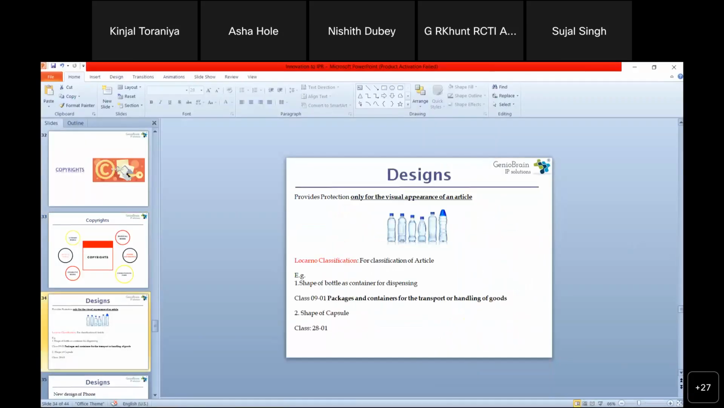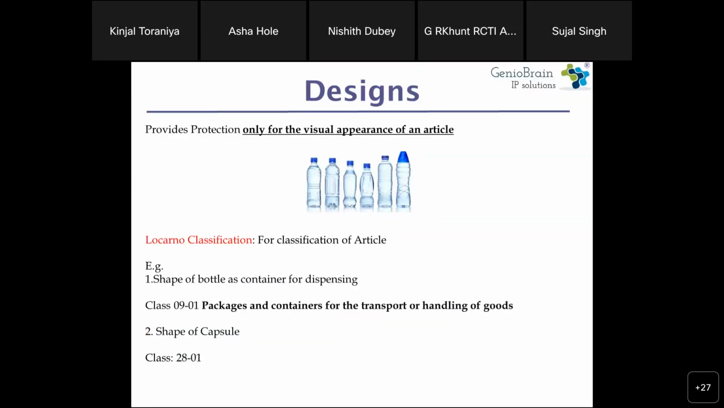Apart from this, there is design. One thing I need to focus on is that design is about visual appearance. Many people get confused between patents and designs. Patent is for the technology and design is only for visual appearance. Design registration doesn't cover the mechanism. This is a simple thing: a patent covers the working and the mechanism, design covers only visual appearance.